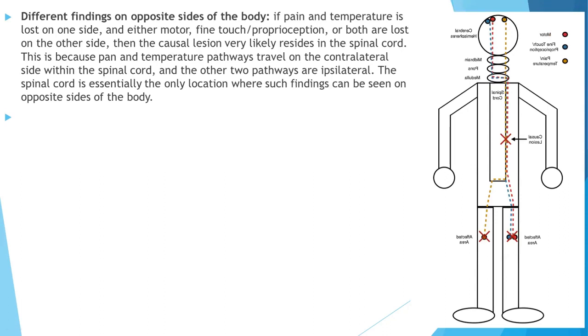For example, if pain and temperature is lost on one side and either motor, fine touch, proprioception, or both are lost on the other side, then the causal lesion is very likely residing in the spinal cord. So what happens is that some fibers cross, some fibers go direct. So if there's a lesion in the spinal cord here, then the fibers of the opposite side will be lost, and the fibers of the same side will be lost. These functions will be lost. So the patient will have motor symptoms on one side and sensory symptoms on the other side. Then this means that most likely the pathology is in the spinal cord.